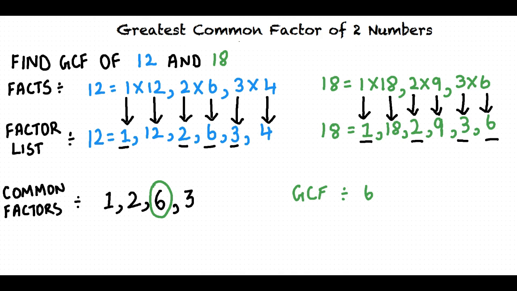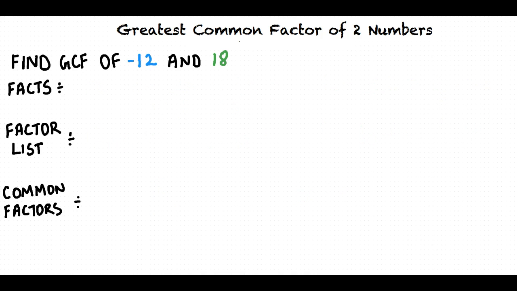What would happen if one of the two numbers is negative? That's a good question. Let's take the same example, but instead of 12, let's say we're required to find the GCF of negative 12 and 18. The first step would be to determine the facts of negative 12 and 18.